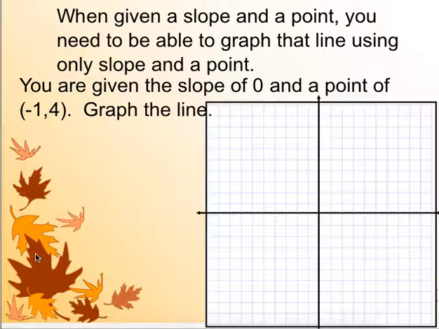So here's another slope of 0, point of (-1, 4). So we would be here, and we would have all of these points along here, which means we have a horizontal line.